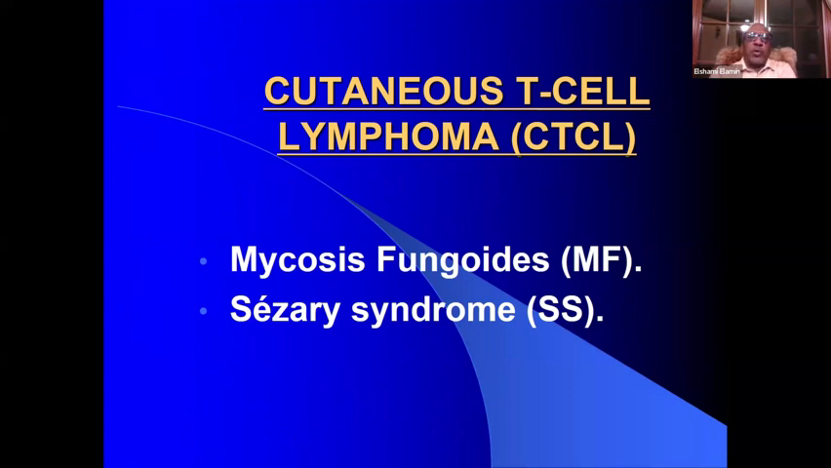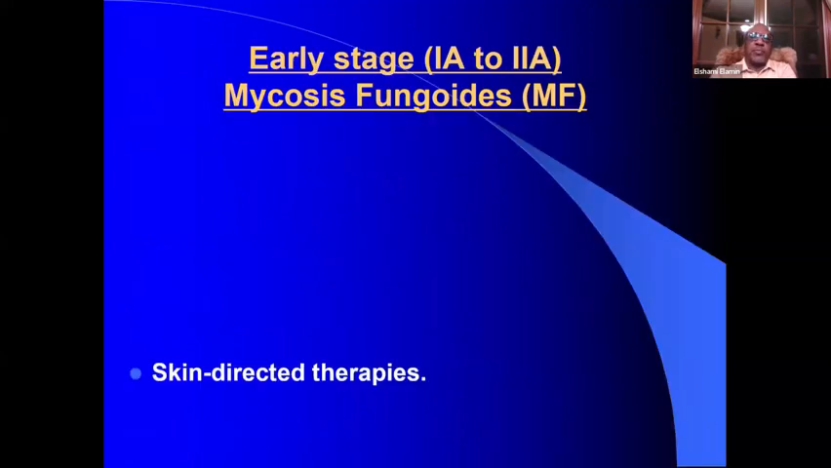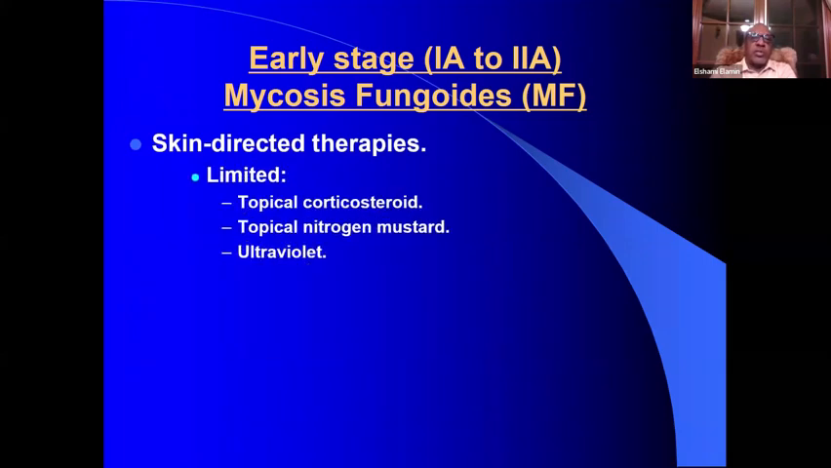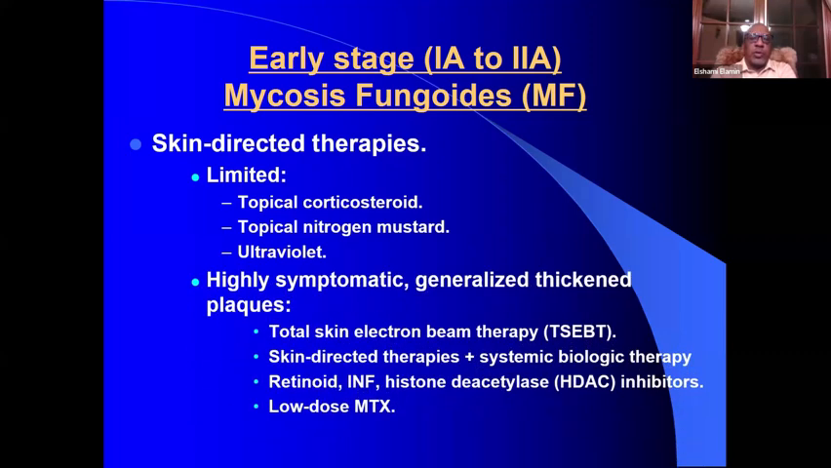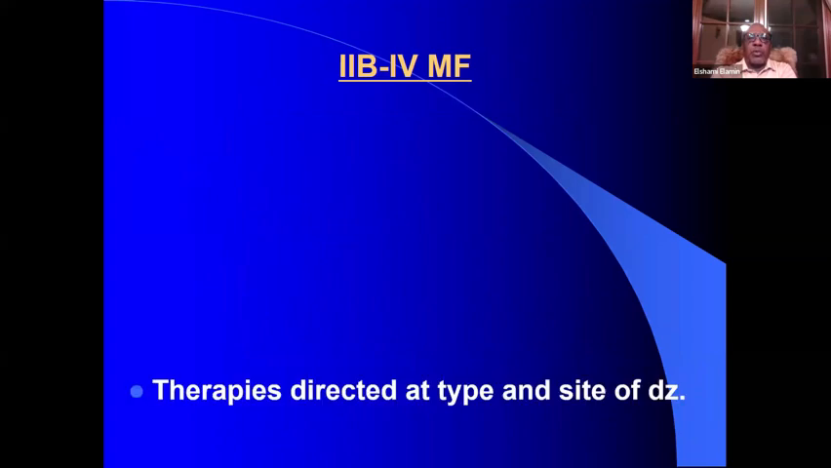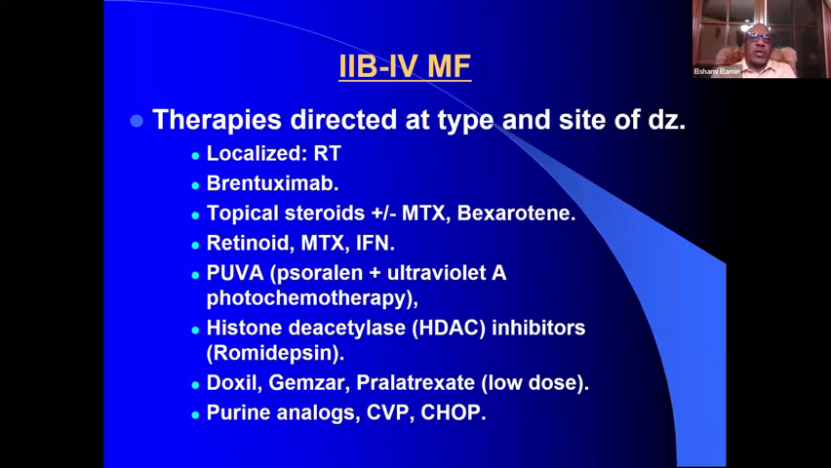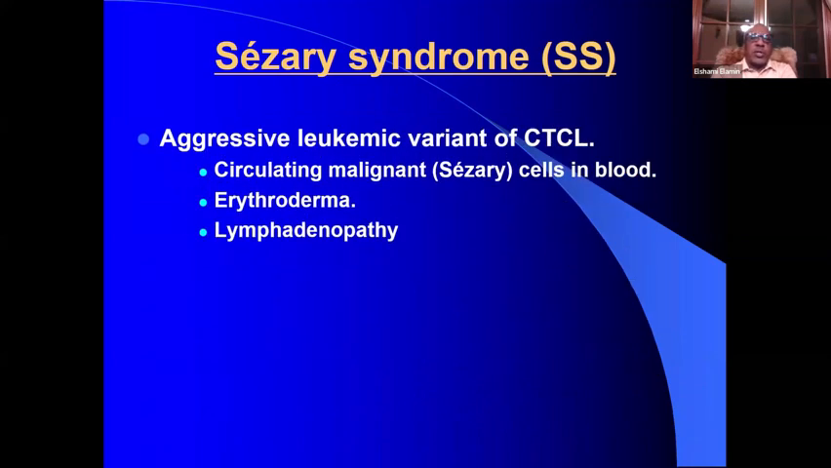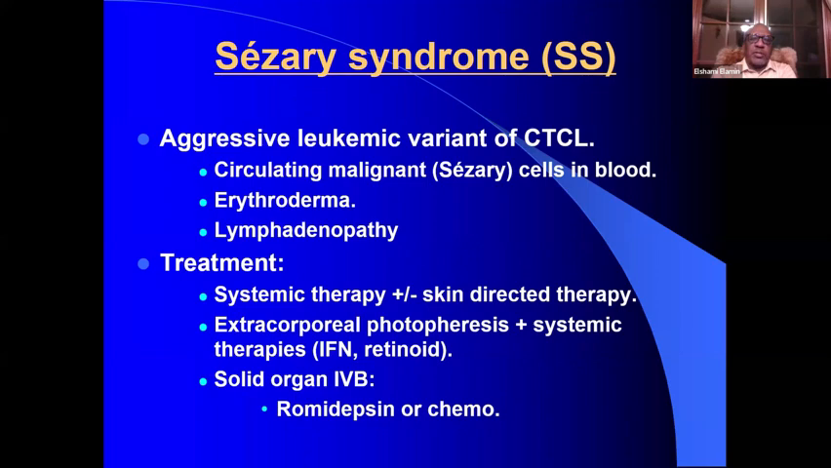Cutaneous T-cell lymphoma: mycosis fungoides and Sézary syndrome. For mycosis fungoides, we treat directly the skin, either with topical steroid or ultraviolet light. If advanced cases, here are the options, all the way from radiating the affected area, all the way to systemic therapy. Sézary syndrome is an aggressive leukemic variant of cutaneous T-cell lymphoma, basically circulating malignant cells in the peripheral blood. Sézary cells are very characteristic under the microscope. Treatment is systemic therapy and skin-directed therapy.